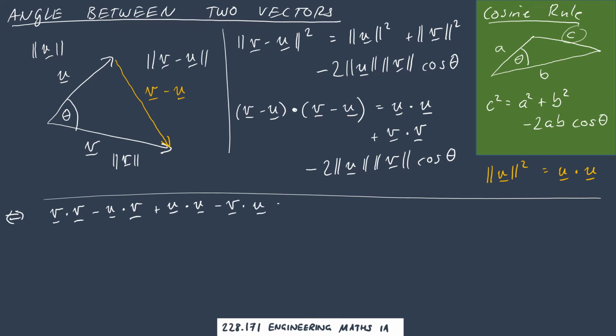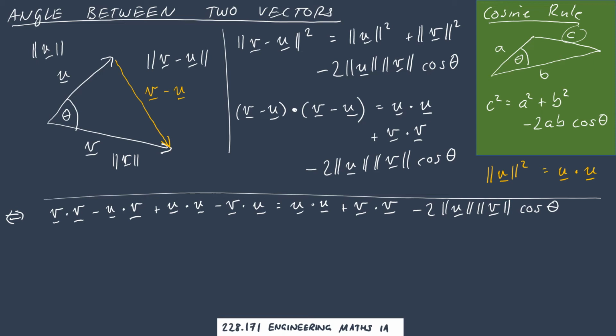on the left there, and on the right I've still got my u dot u and my v dot v, and then I've got the minus 2 length u, length v, cosine theta. Okay, so far so good.